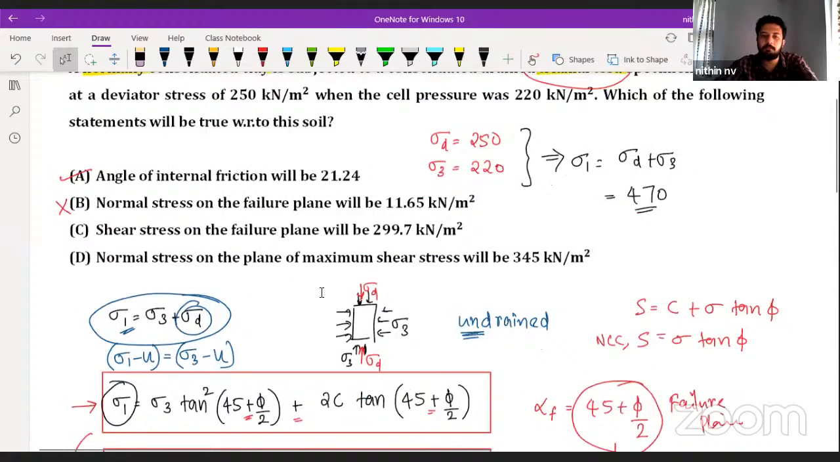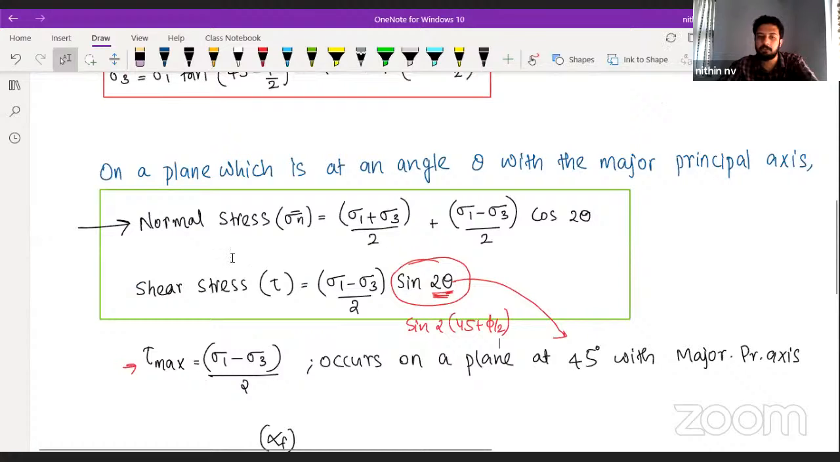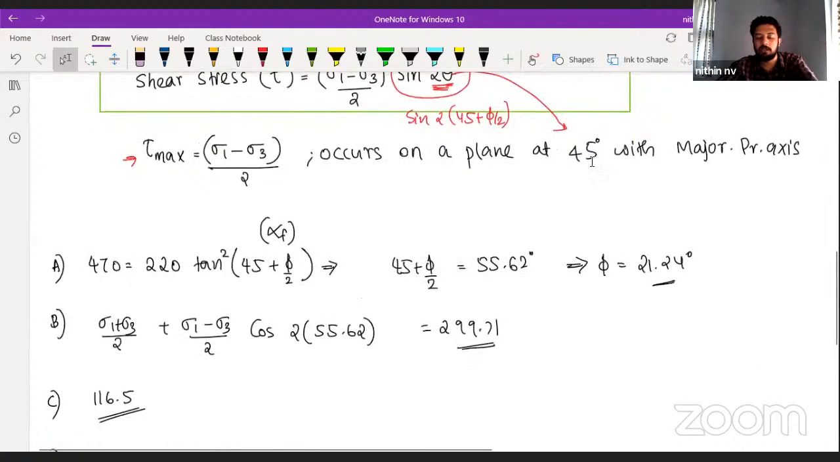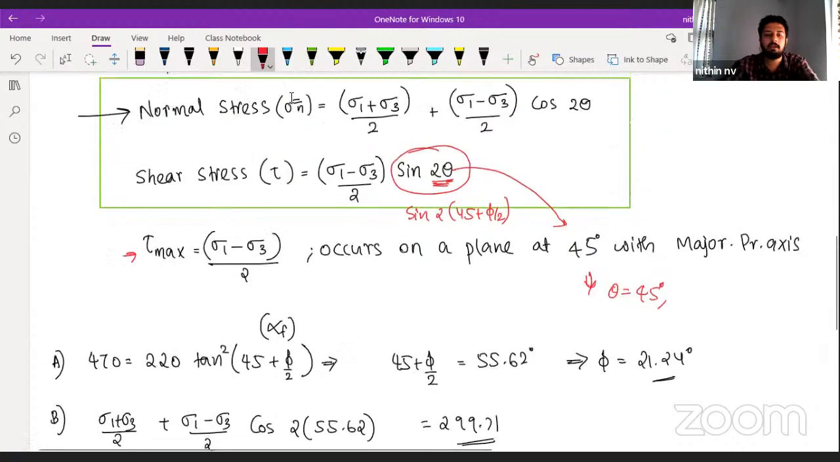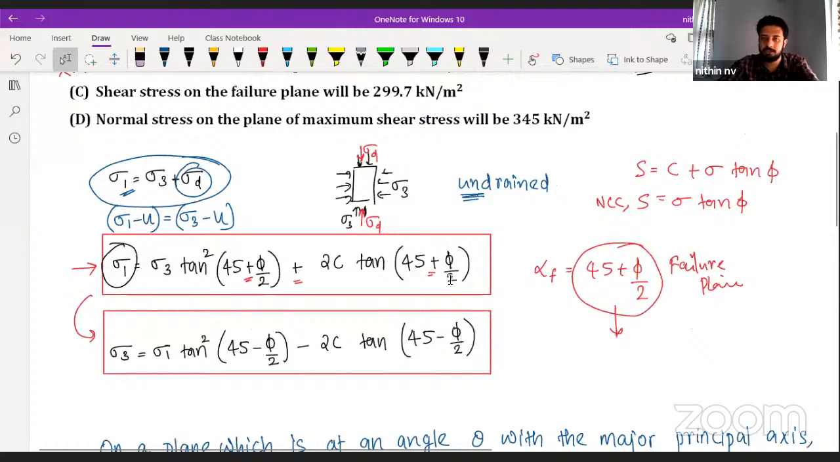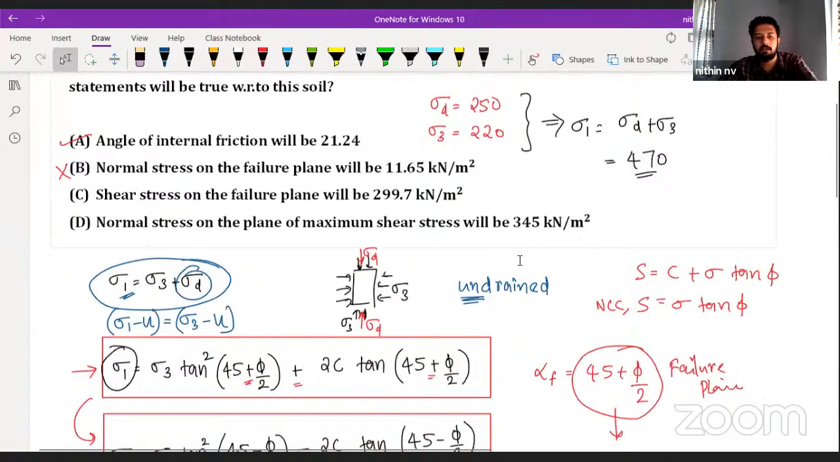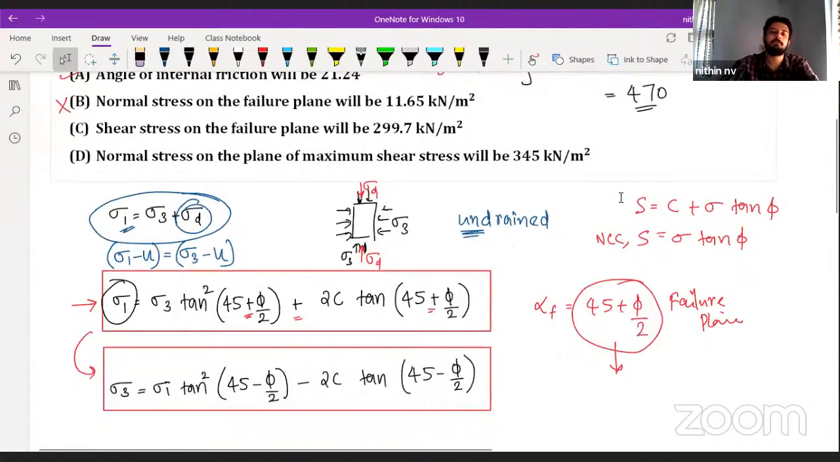Normal stress on the plane of maximum shear stress. Where is the plane of maximum shear stress? What is the angle for the maximum shear stress? 45 degrees, that we have already seen. Which means if θ is equal to 45 degrees, then what will be the normal stress? So substitute θ equal to 45 degrees.